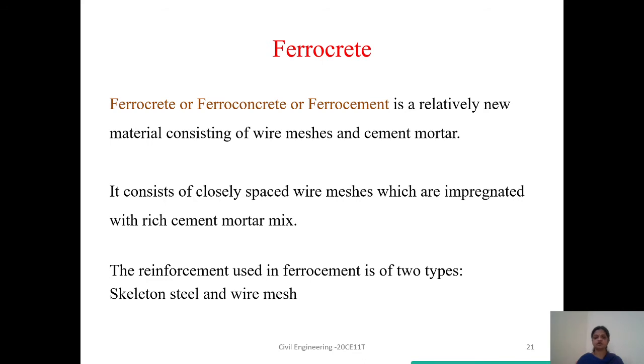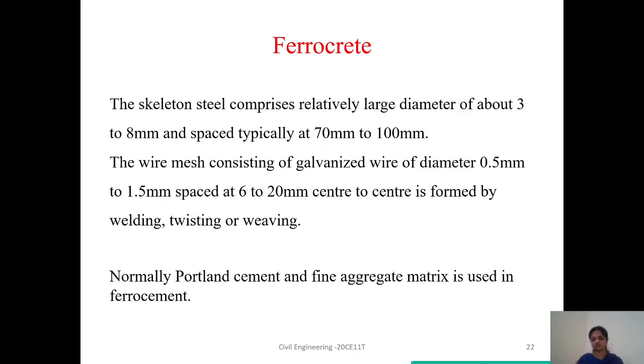Coming to ferrocrete. Ferrocrete or ferroconcrete or ferrocement consists of wire meshes and cement mortar. It consists of closely spaced wire meshes which are impregnated with rich cement mortar mix. The reinforcement used in the ferrocement can be skeletal steel or wire mesh.